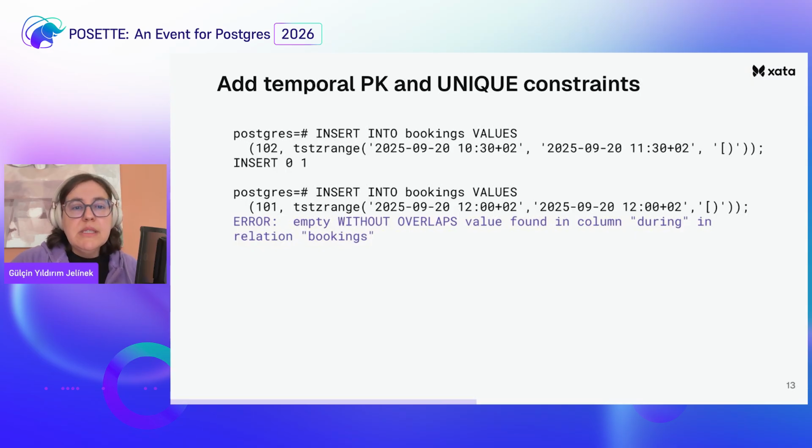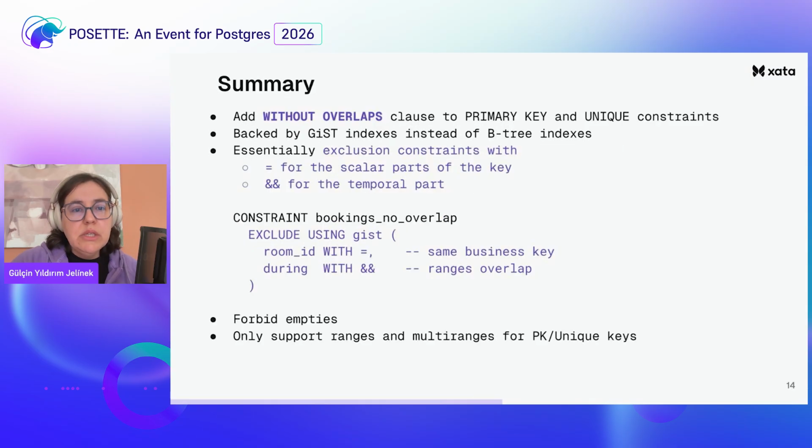Just to summarize, for temporal primary key and unique constraints, the clause is WITHOUT OVERLAPS. If you remember what makes a temporal database, uniqueness, primary key, and referential integrity with foreign keys were required. So all three need to work together to check all those criteria. And as we said, instead of B-tree indexes, we use GiST indexes here, and you have to create the extension.